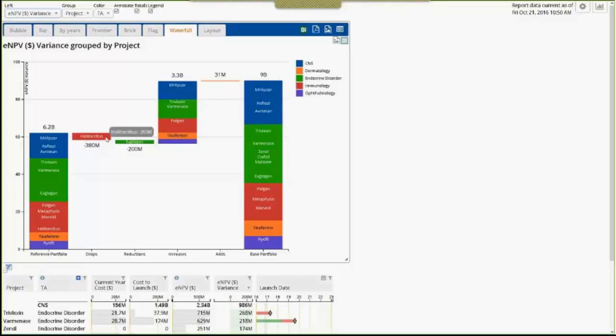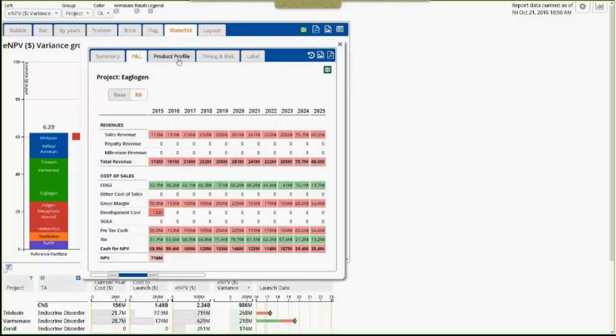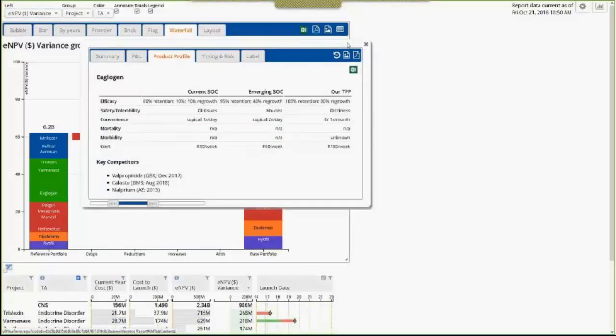There was a drop of one project, there was a reduction in value for eaglogen, which we just saw based on probabilities of success, and there's been an increase in quite a few other projects across all 5 therapeutic areas, and there's been one project that's been added, resulting in the value that we see today. And of course, to be able to drill down at any point here and have a conversation about what's going on with that project and what's changed is critical.